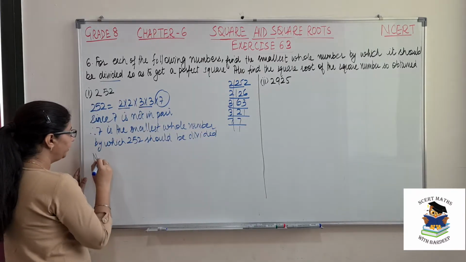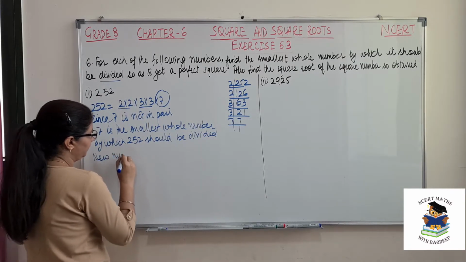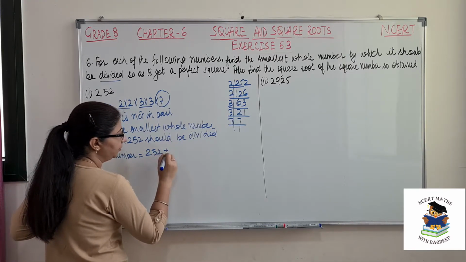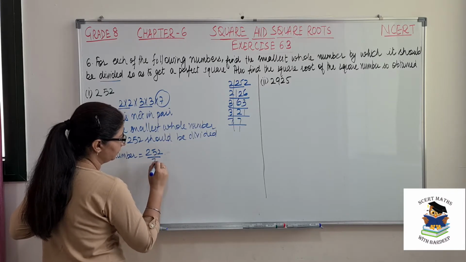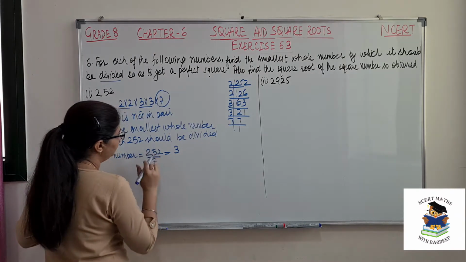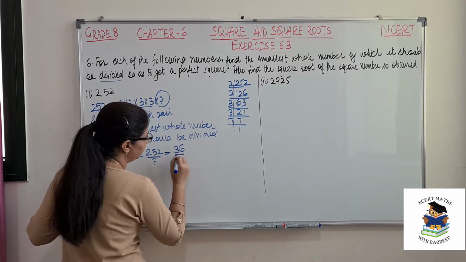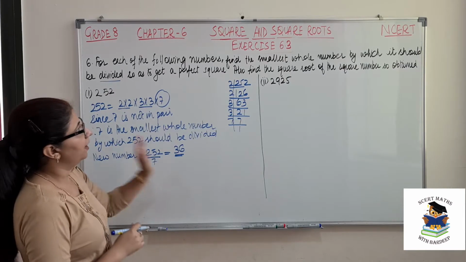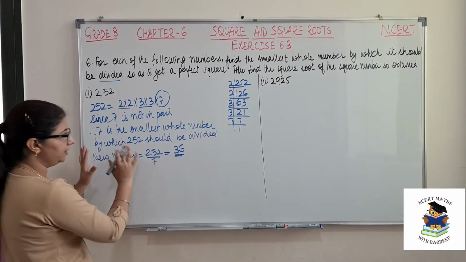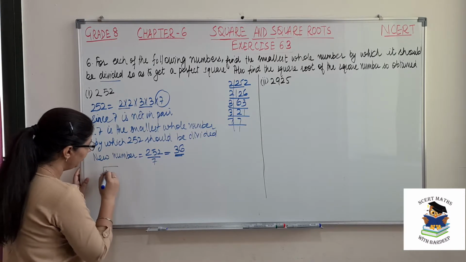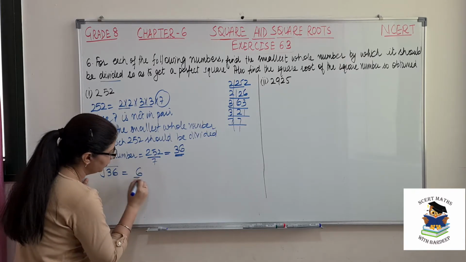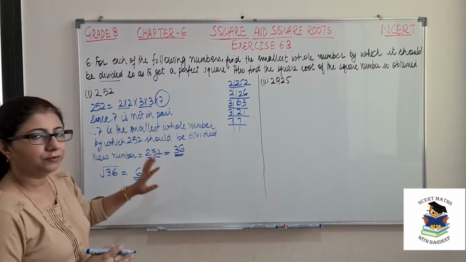Okay, so what is the new number then? The new number will be 252 divided by 7. Okay, so let's divide it. 7 3s are 21 and then 4, 7 6s are 42. So 36 is our new number. They have also asked us to find the square root of the square number. So the square number is 36 and what is the square root of 36? As we already know, this is 6. Okay, so this is the solution of the first part.